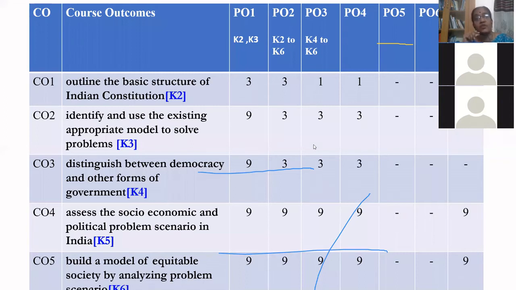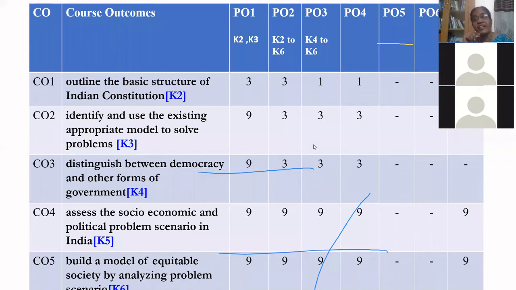Then for CO2, identify K3. So you have to relate. When she knows how to apply it, then she may be better able to explain. So in that case, you can give 3. Likewise, we can fix for this. If it is related, how far it is related. If it is possible, then you can give either 1 or 3 or 9.